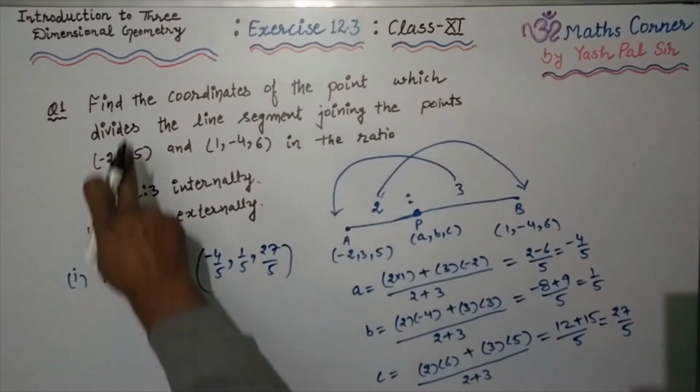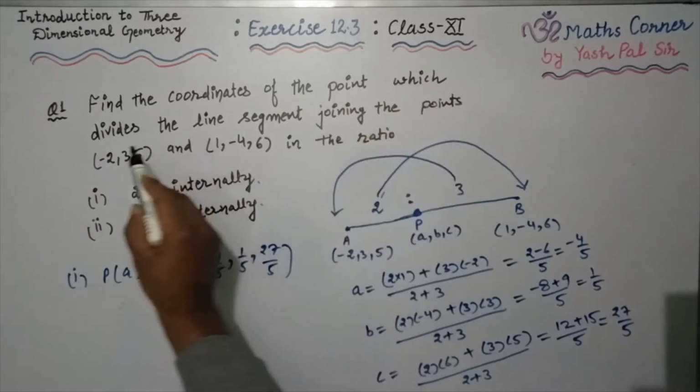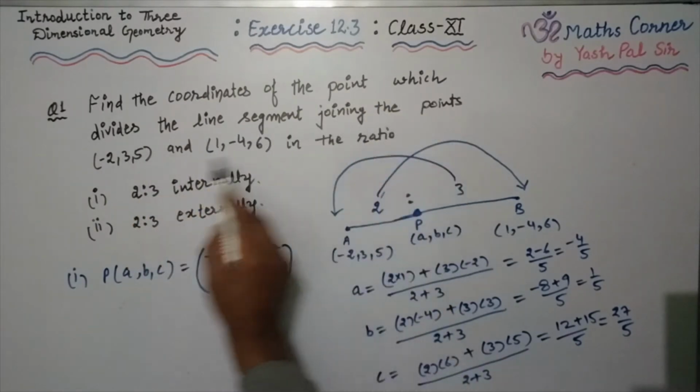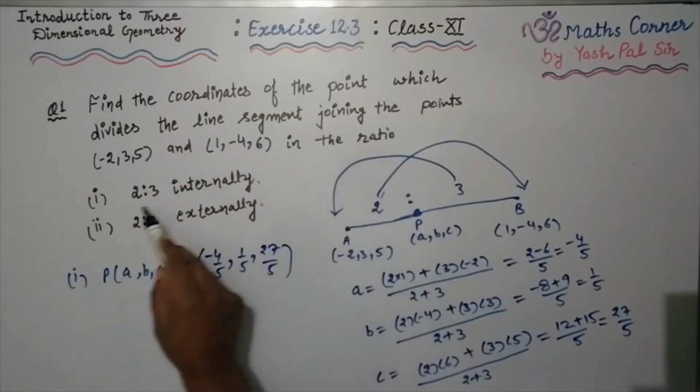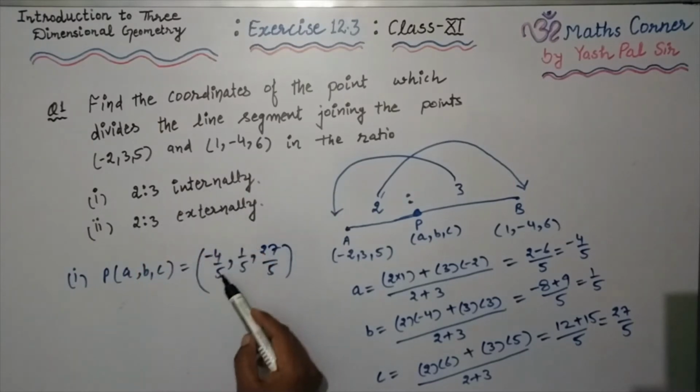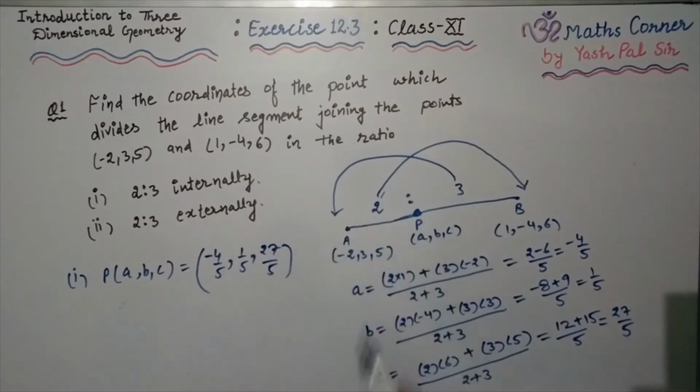So this way, we found the coordinates of the point which divides the line segment joining this point and this point in the ratio 2:3 internally. So we have got the answer. These are the coordinates of point P internally.